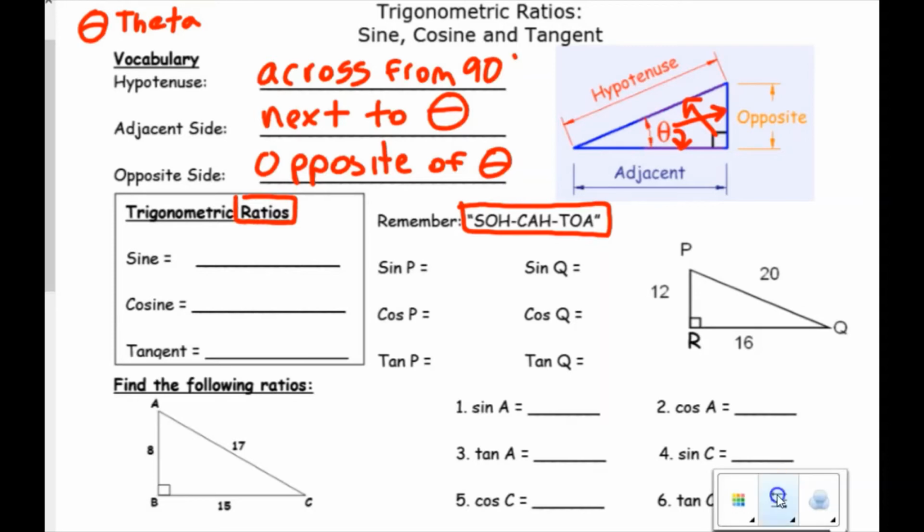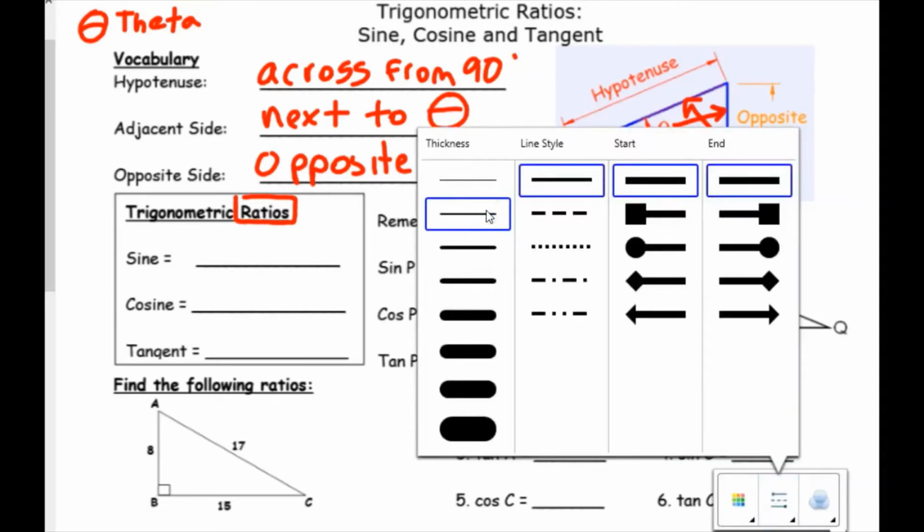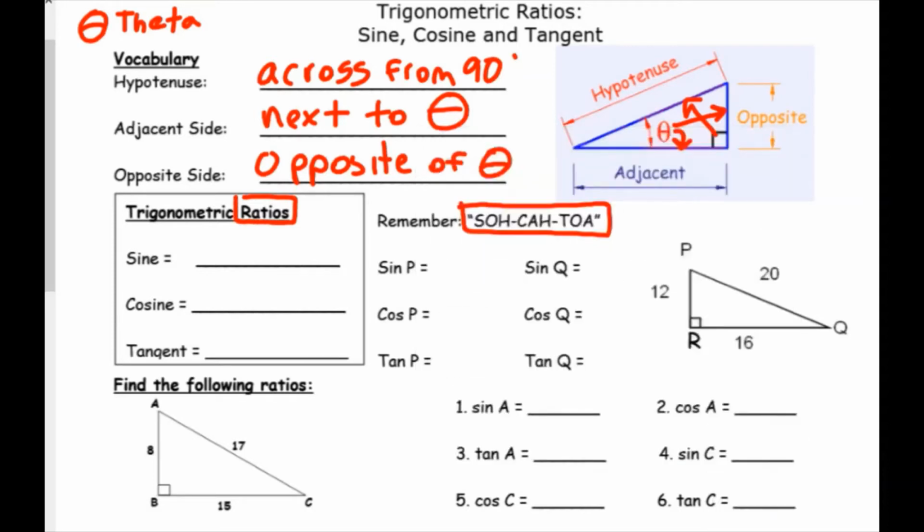Now, can y'all write small? This is a test of writing small, okay? So here we go. Sine is a fraction, O over H. SOH, right? Which means opposite over hypotenuse. So whatever those numbers are for the opposite and the hypotenuse, if you make them a fraction, that's sine.